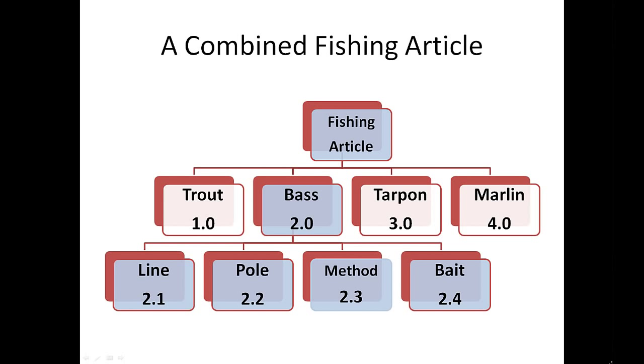In this example, I'm going to talk about what types of line, pole, fishing method, and bait will give you the best results when fishing for bass. Notice that I place the new entries on the diagram attached to box 2.0 entitled Bass. Also that I now number them as 2.1, 2.2, etc.